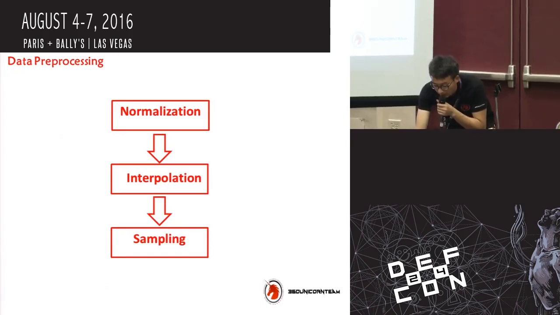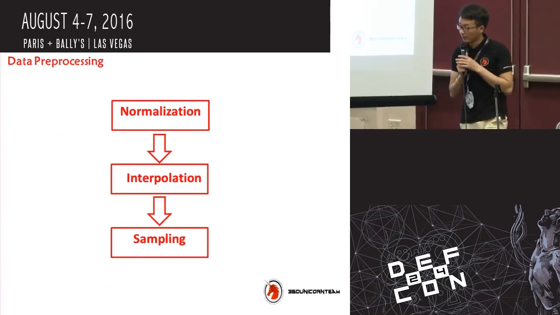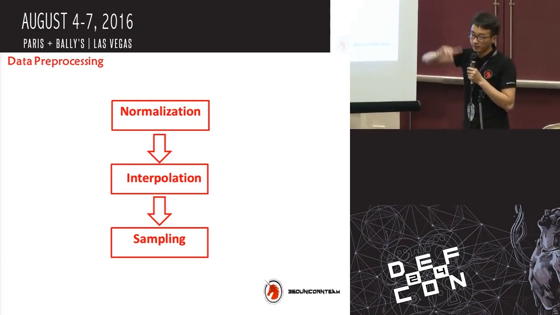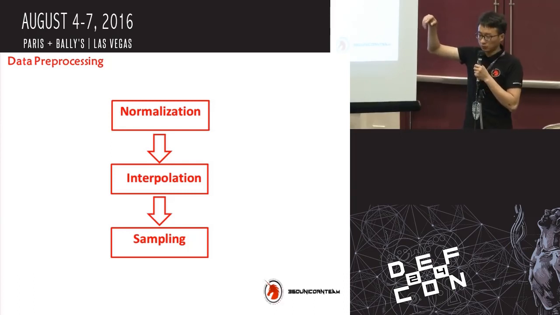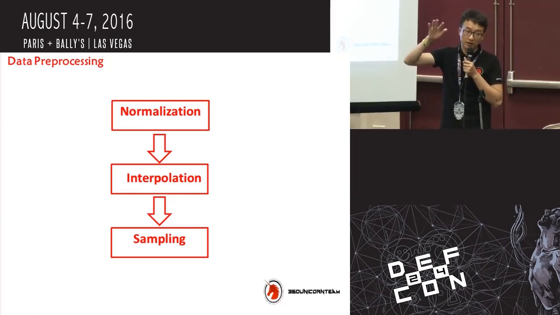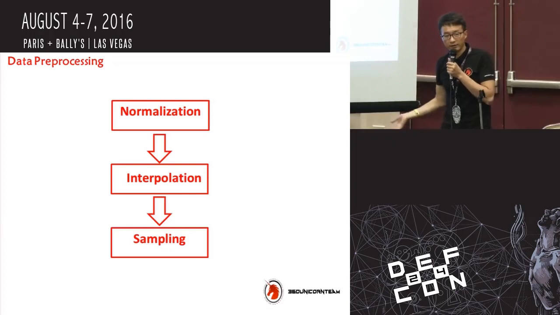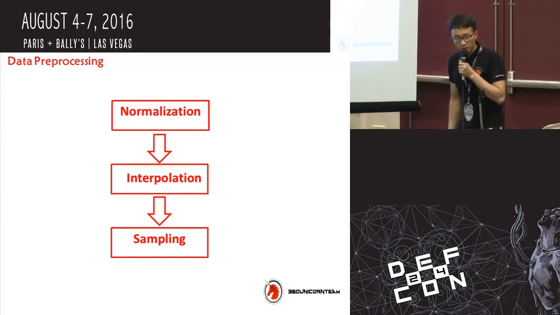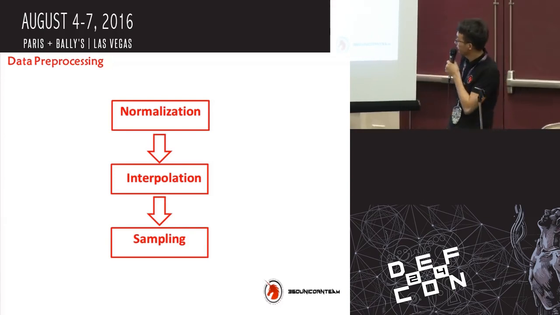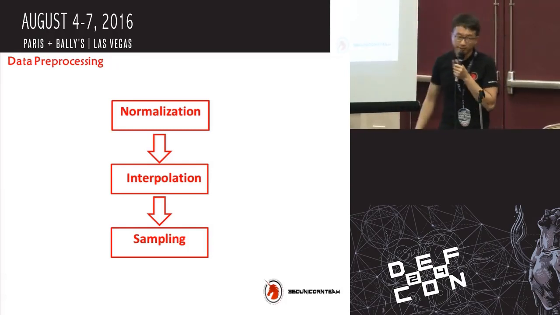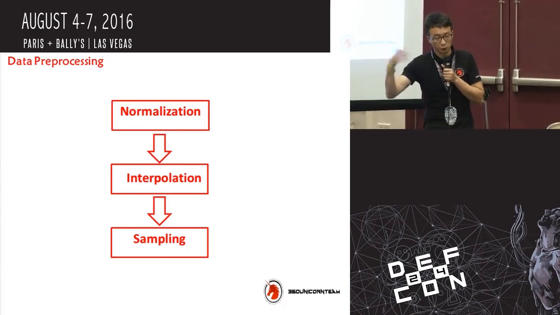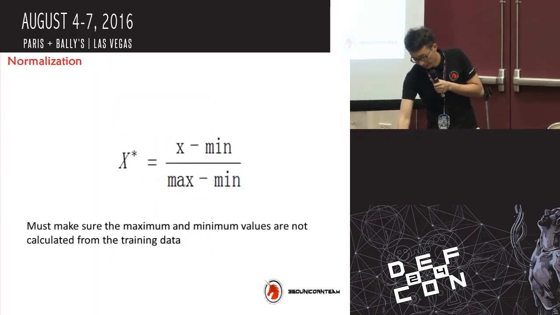The data are at different scales. For example, the RPM might range from zero to like 1,000. For the RPM you have to do a conversion to get the real RPM, and the speed is also like this. So before you use the data to train the model, you have to normalize the data to make them range from 0 to 1. So that's normalization and interpolation.